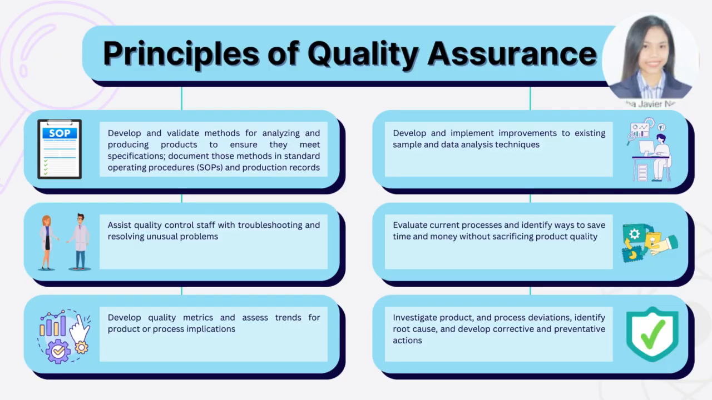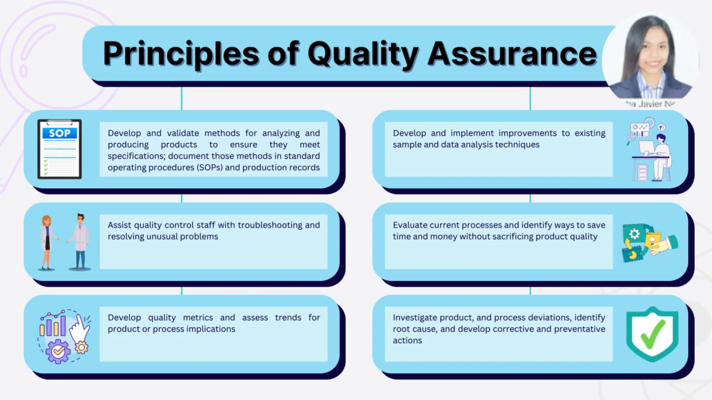QA, or quality assurance, ensures that development and/or maintenance processes are adequate for a system to meet its objectives. Typically, its principles are to develop and validate methods for analyzing and producing products to ensure that they meet specifications, and to document those methods in standard operating procedures, like SOPs, and production records.